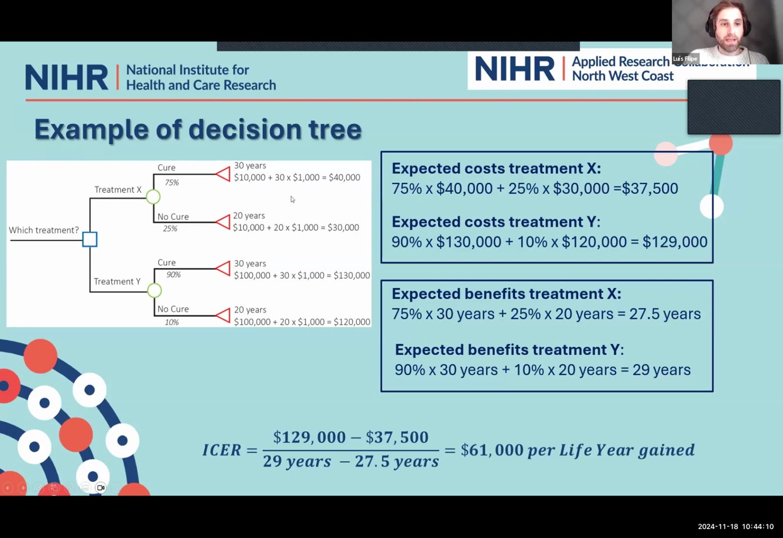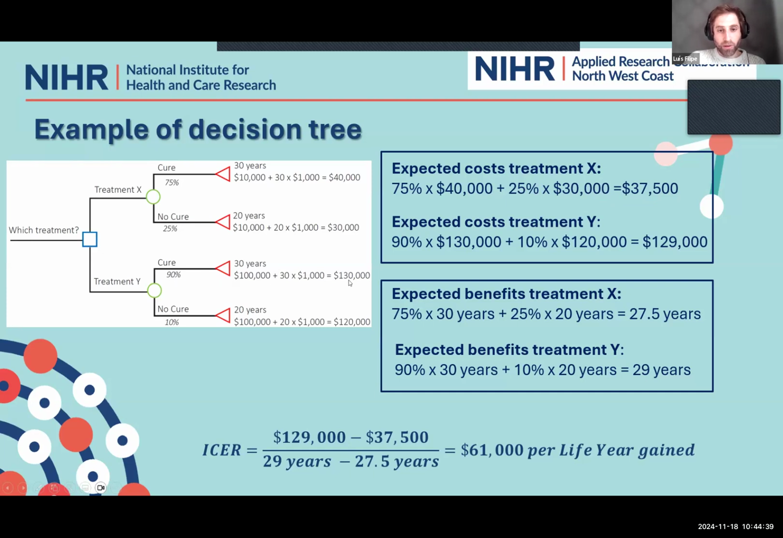Now, the only thing is that there is a probability of being cured and a probability of not being cured. So we just have to multiply the probability of being cured times the cost. So 75% times $40,000 plus not being cured, 25% times $30,000. And you get this $37,500.